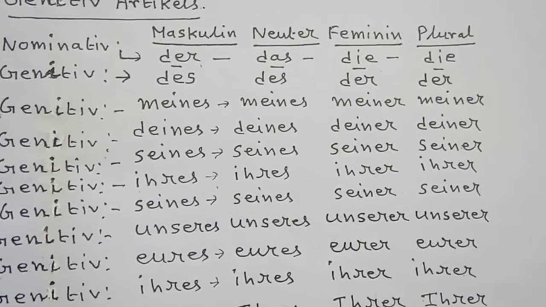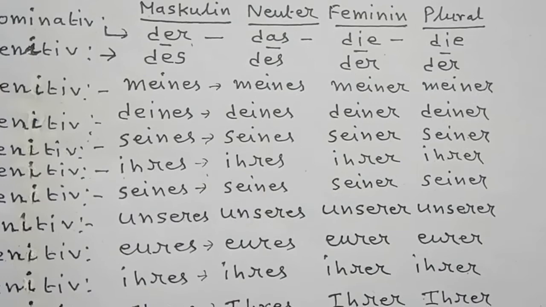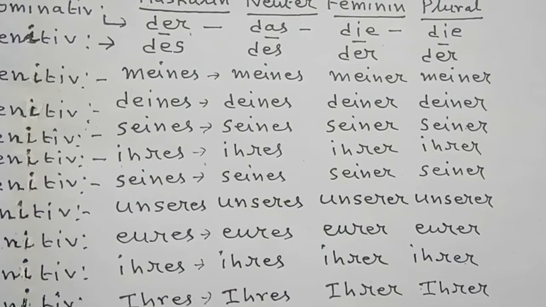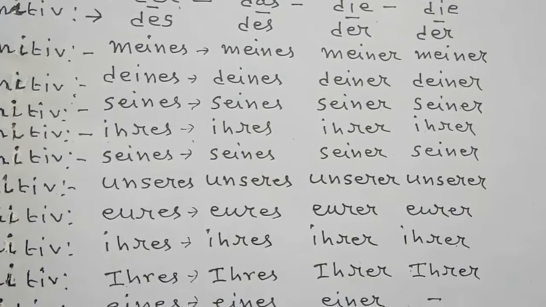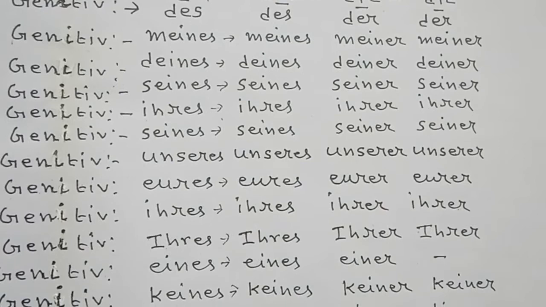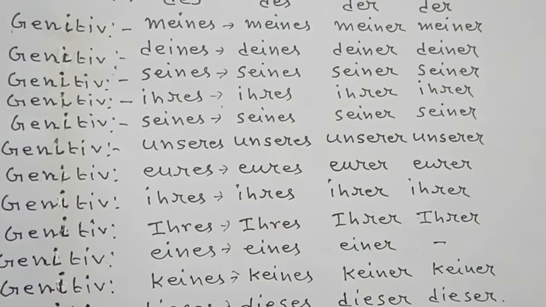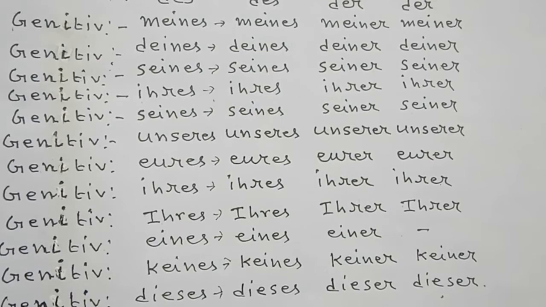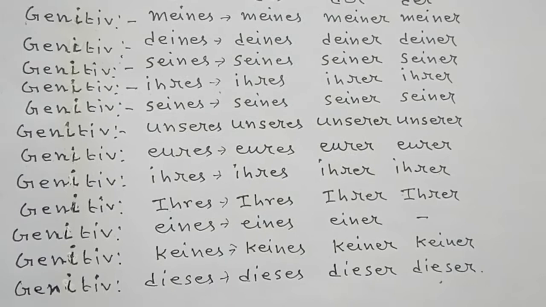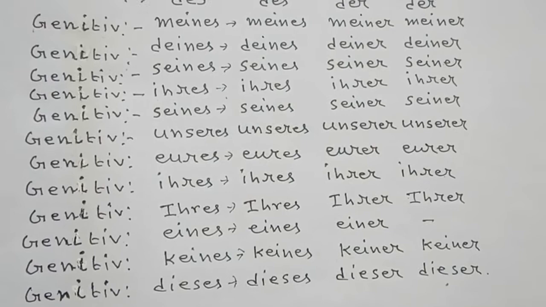Seines, seines, seiner, seiner. Ihres, ihres, ihrer, ihrer. Unseres, unseres, unserer, unserer. Eures, eures, eurer, eurer. Ihres, ihres, ihrer, ihrer. Eines, eines, einer; here, no plural. Keines, keines, keiner, keiner. Dieses, dieses, dieser, dieser.